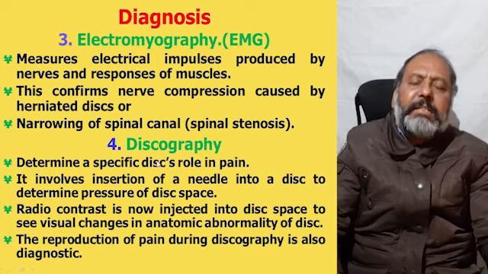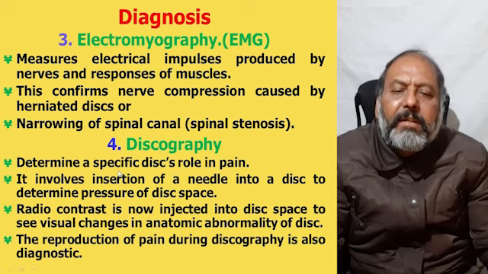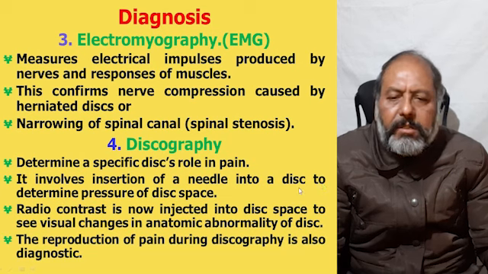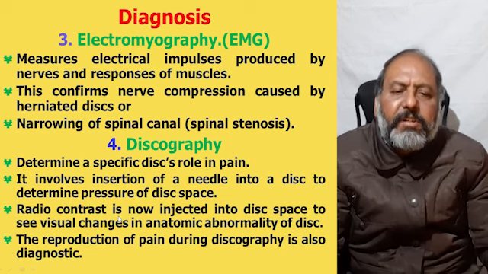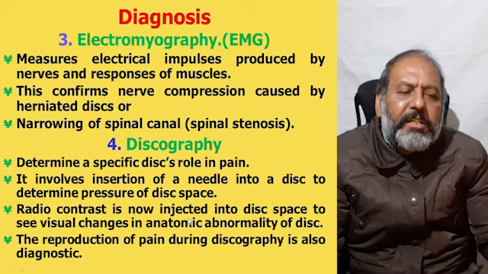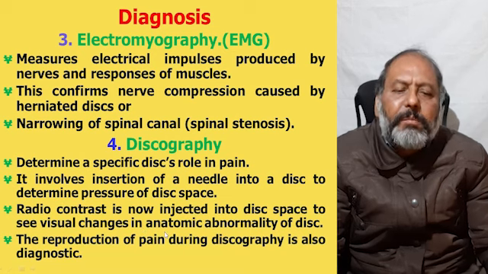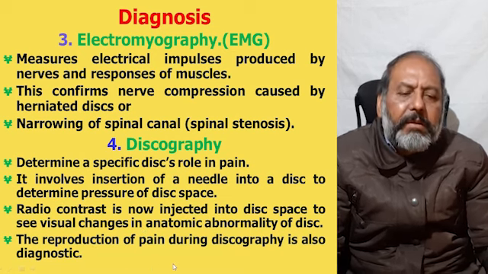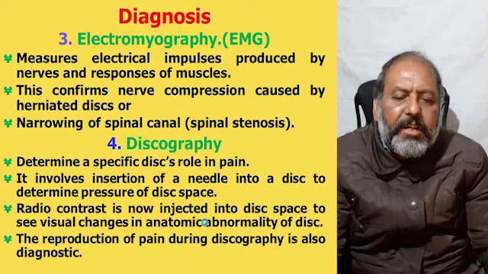The fourth in the diagnosis of the medical imaging is discography. It determines a specific disc's role in the pain. It involves insertion of a needle into a disc to determine pressure of the disc space. Radio contrast is now injected into the disc space to see the visual changes in anatomical abnormality of the disc. The reproduction of the pain during the discography is also diagnostic of the sciatica.